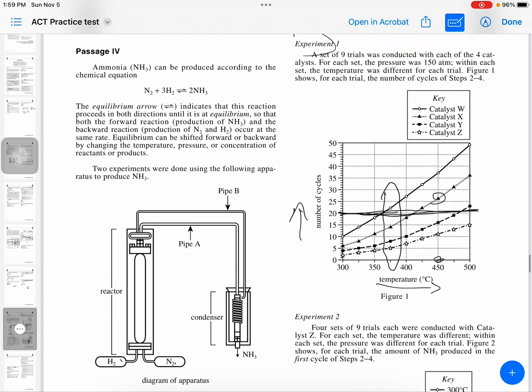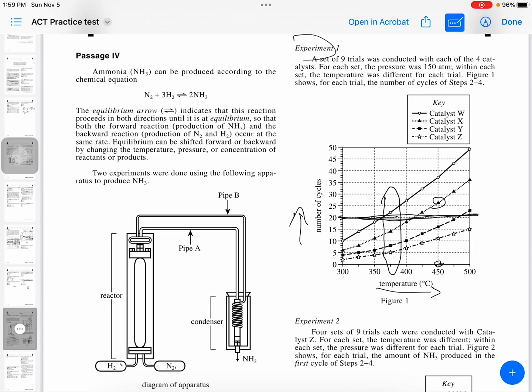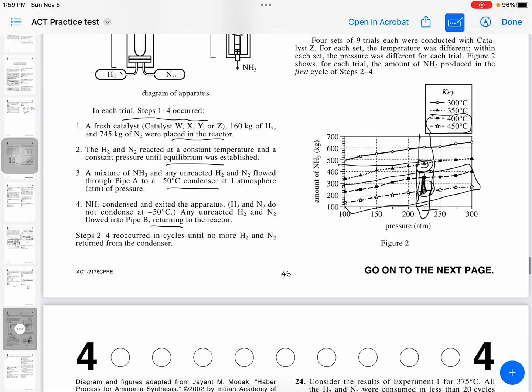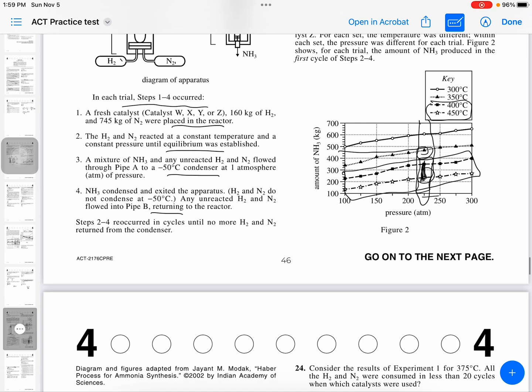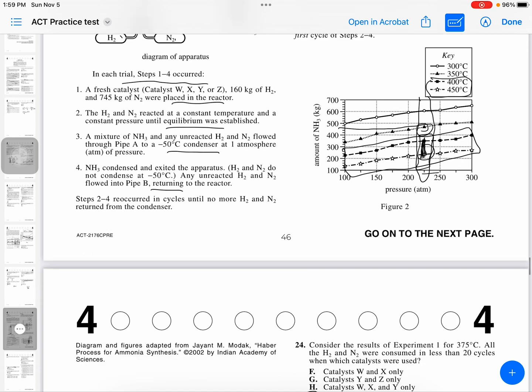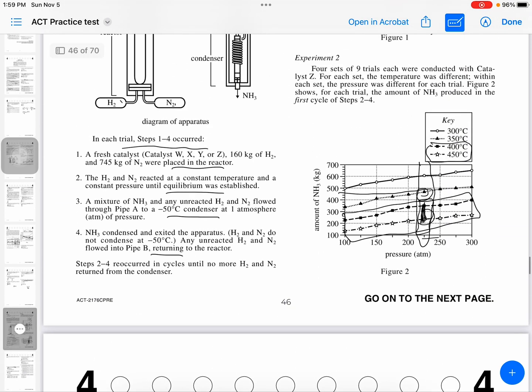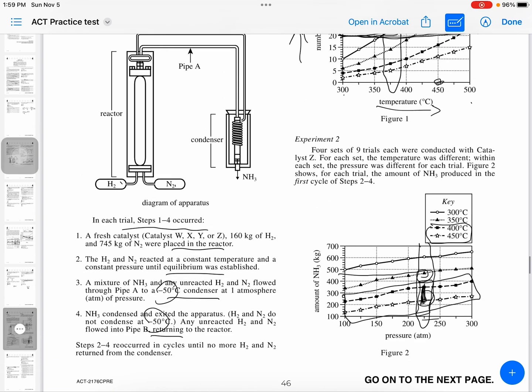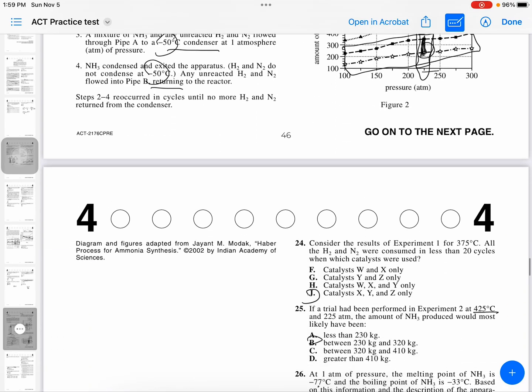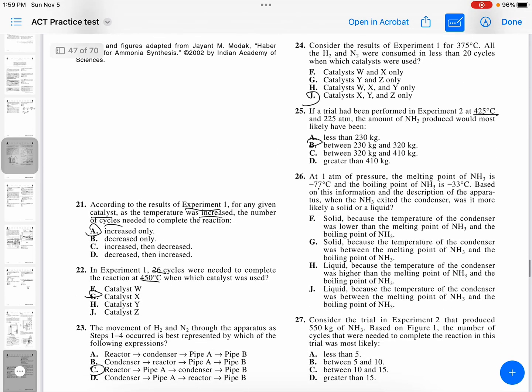Where are we going to find that? I get temperatures of 300 to 350 here. Temperatures of 300 to 450 there. What does it say about that? Okay, negative 50, negative 50. Negative 50 is between negative 77 and negative 33, so we're going to get rid of the solids.